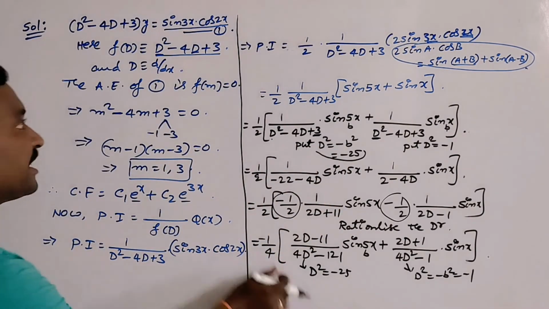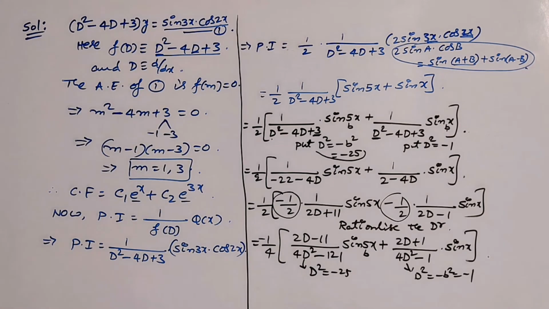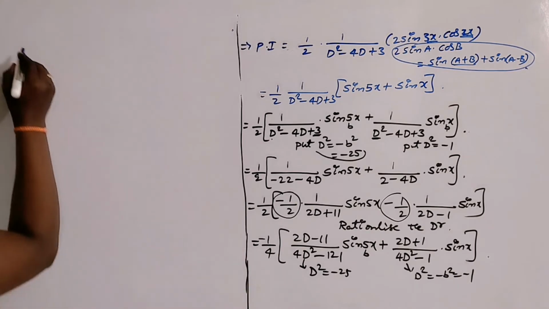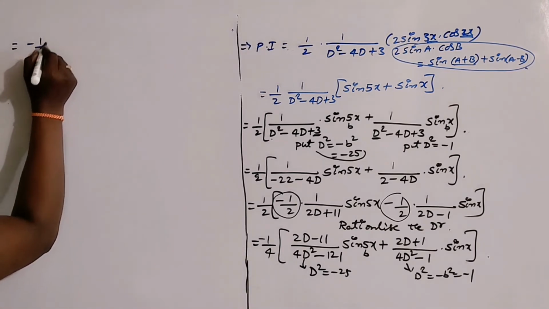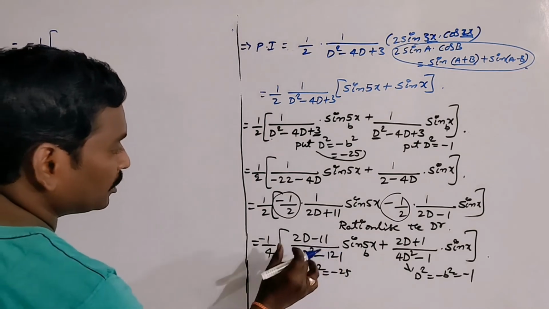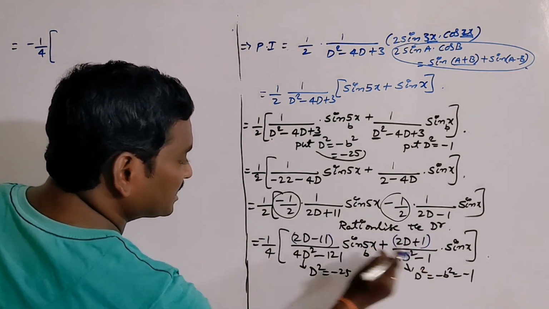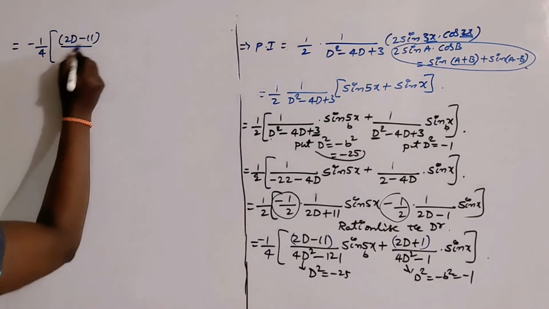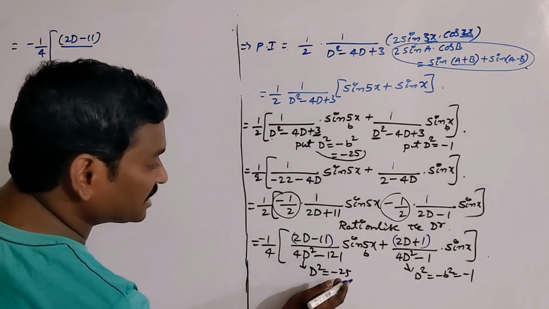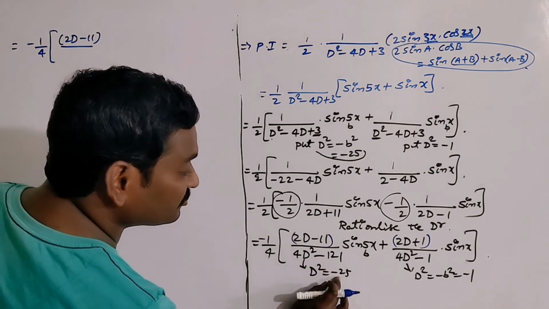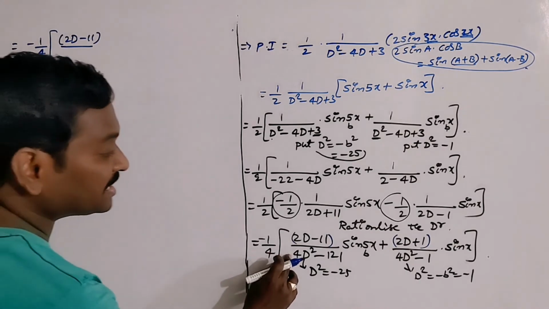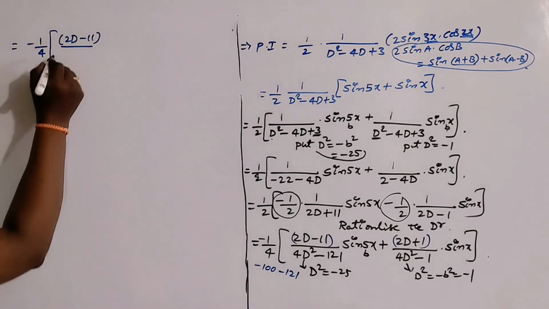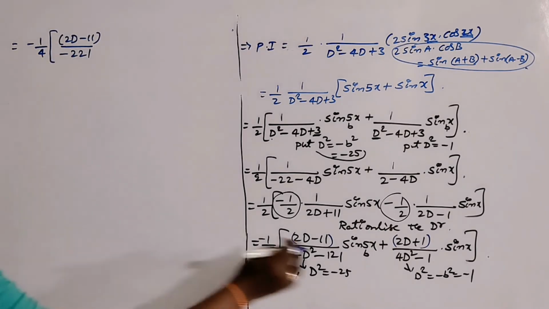See, I will write the simplification this side. Now minus 1 by 4 of 2d minus 11. Okay, put the brackets for this part. 2d minus 11 whole by, here I am replacing d square is equal to minus 25. 4 times of minus 25 is minus 100. Minus 100 minus 121. Minus 100 minus 121 is nothing but minus 221 into sin 5x.